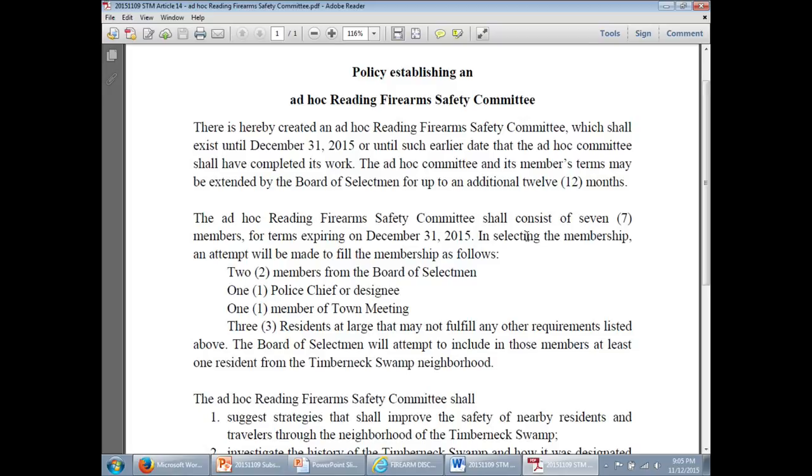I served as the chair of the committee, along with Selectman John Halsey, who served as the secretary. We are the two selectmen representatives. Deputy Chief Mark Segaler is the police chief's designee. Bryn Burkhardt is the Timmernick Swamp area resident, as well as vice chair of the committee. We also have three other residents of the community on the committee, Jonathan Scully, David Panette, and Ken Lafferty, who is also the town meeting member representative of the committee, as you can see in the middle section of how we propose to set up this committee.